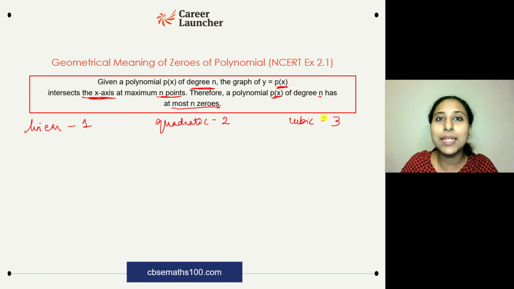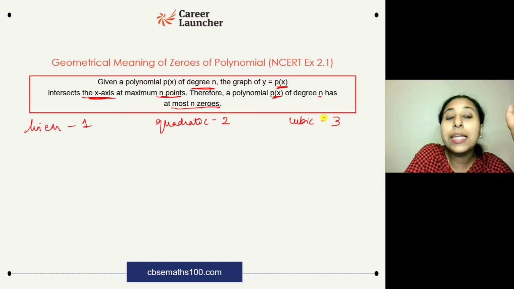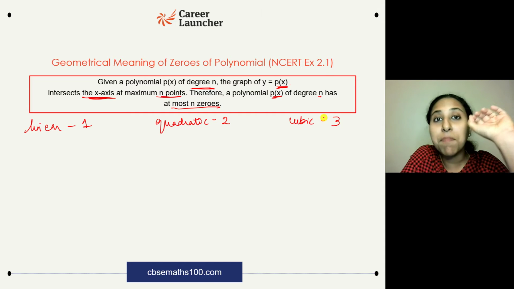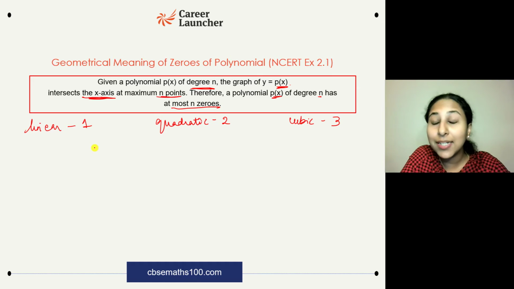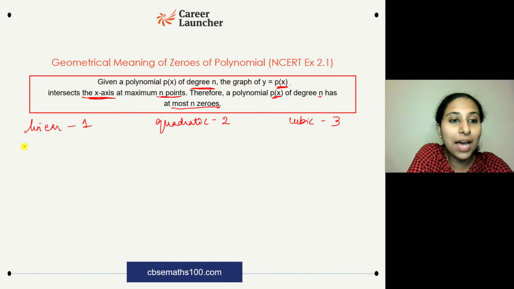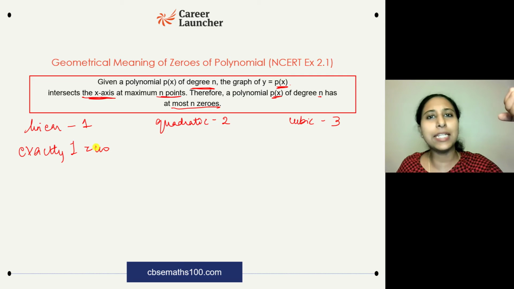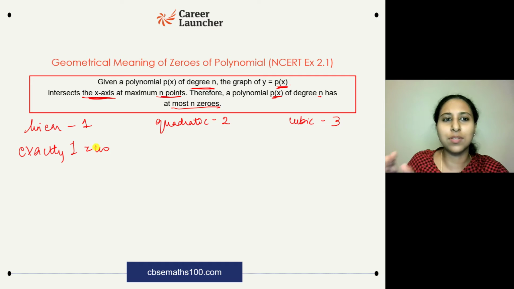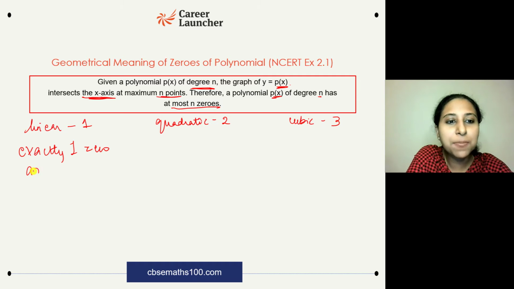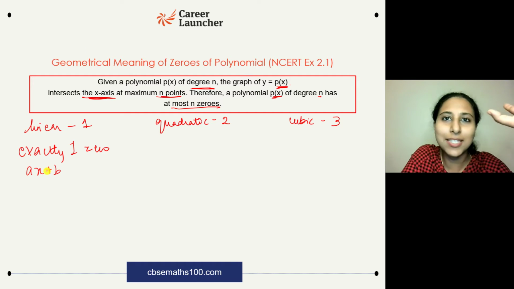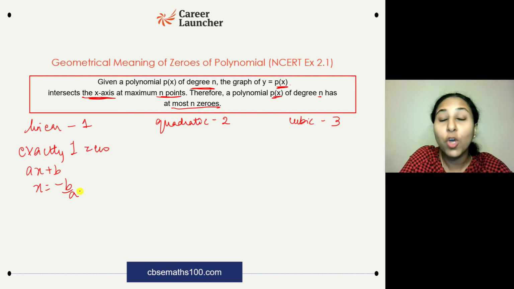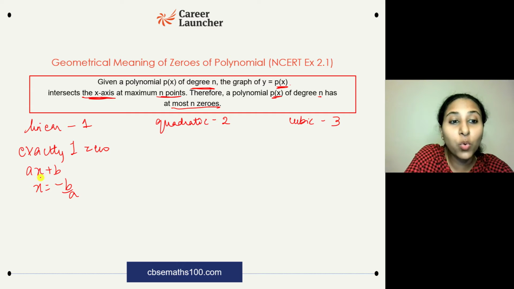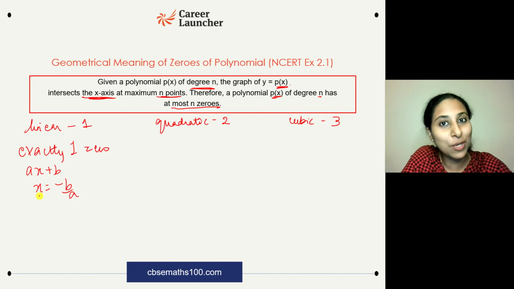Now, what the point we discussed here says is that a linear polynomial can have a maximum of only 1 zero since the degree is 1. In fact, a linear polynomial is a case where you will have exactly 1 zero. It is not possible to have a linear polynomial with no zeros. Any linear polynomial ax plus b will have exactly 1 zero, and that zero would be x is equal to minus b by a, which I obtained when I equated ax plus b to 0.